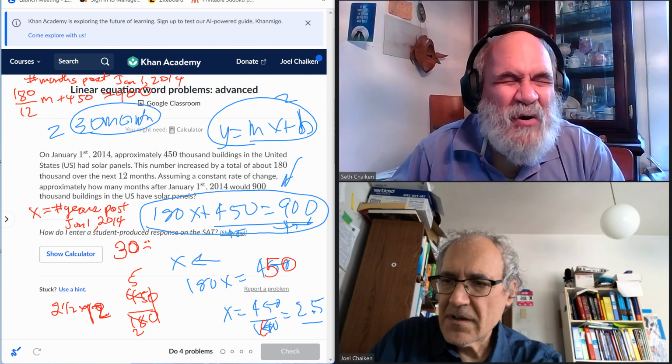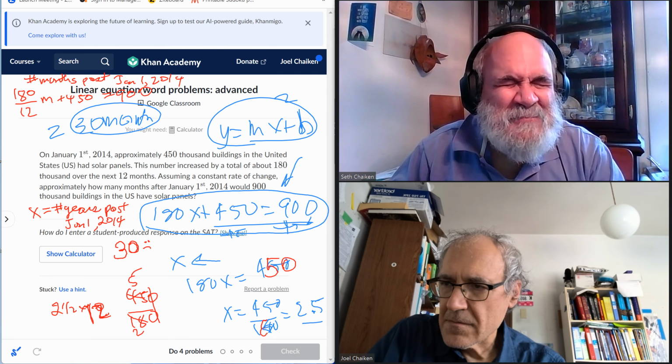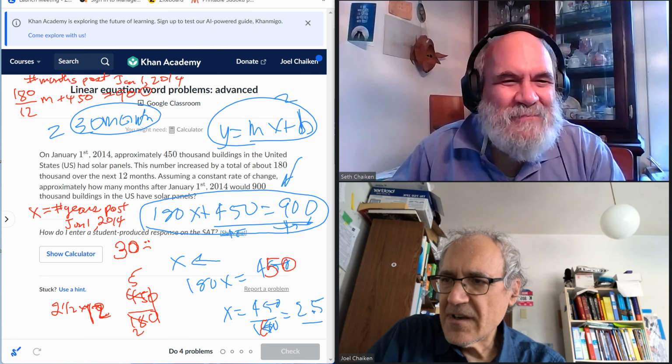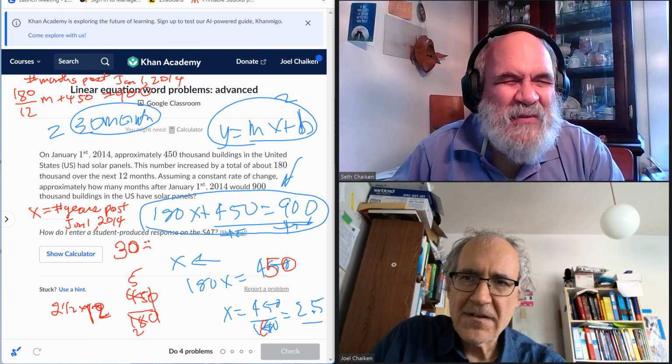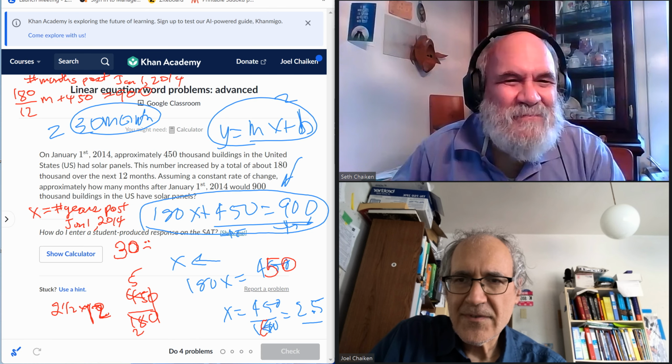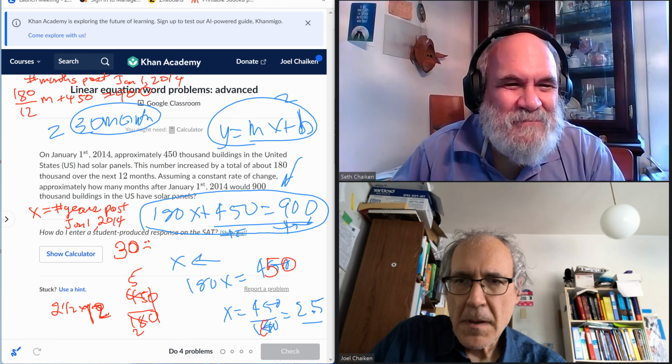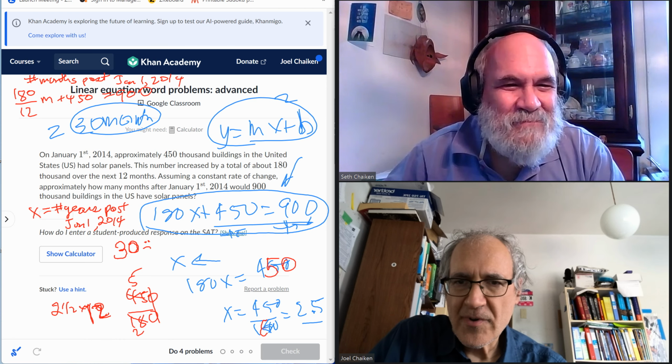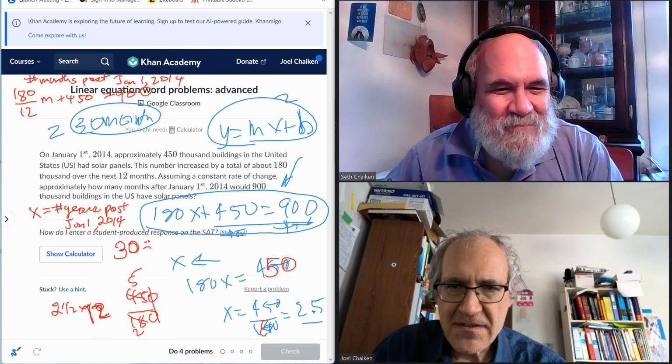Yeah. Divide both sides by... well, 180 over 12, divide both sides by 3, rather. It's 15. Divided by 12 is 15. Yeah. Right. Units are very important. It's important to figure out what the rate is.